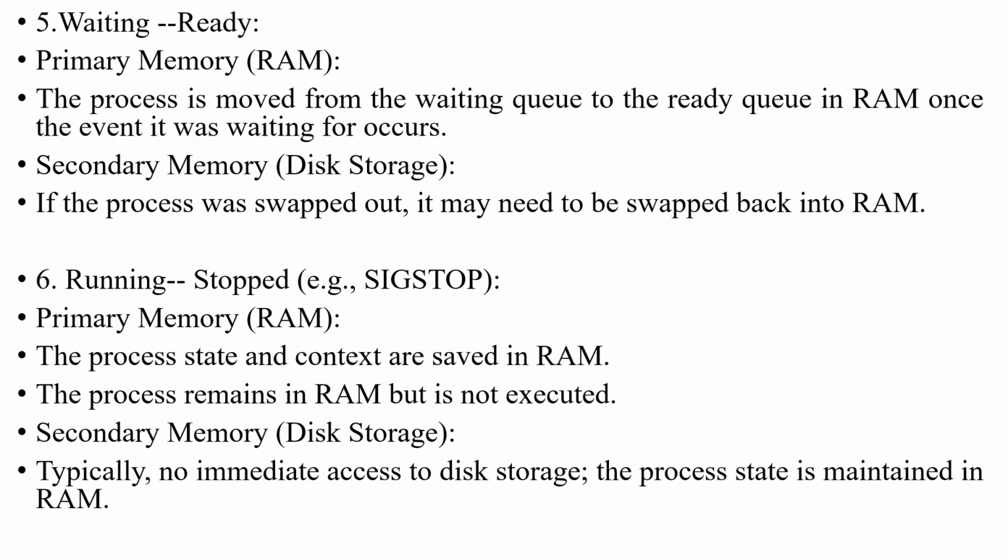Waiting to ready. For the primary memory, the process is moved from the waiting queue to the ready queue in the RAM once the event it is waiting for occurs. For secondary memory, if the process was swapped out, it may need to be swapped back into the RAM.